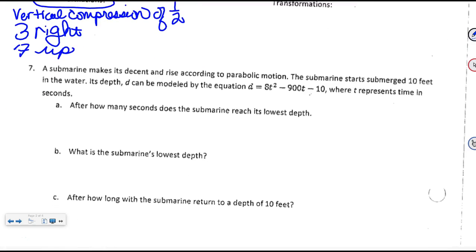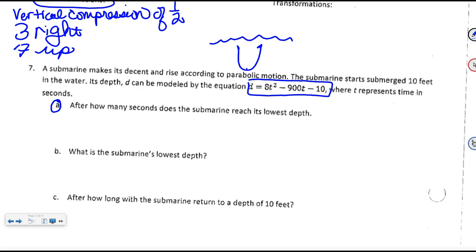All right, last one up here. A submarine makes its descent and rise according to a parabolic motion. All that means is it goes down and then it comes back up. Maybe here's the water level. It starts submerged at 10 feet, and its depth d can be modeled with this equation. So that gives you the depth. After how many seconds does it reach its lowest depth?